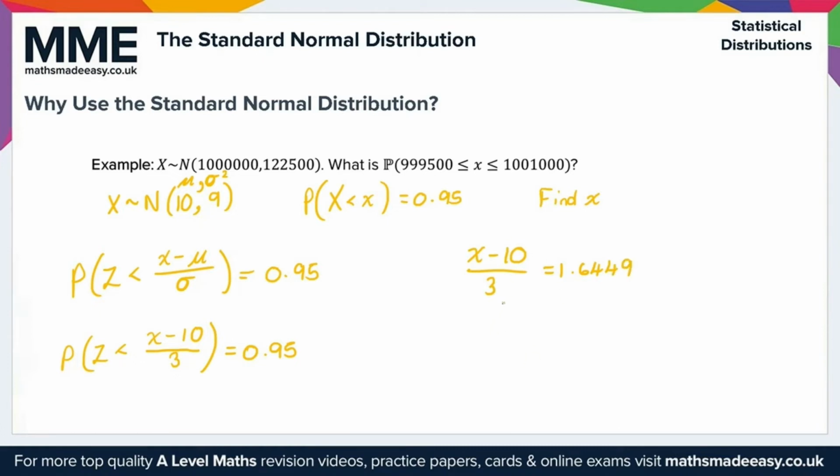So all we want to do now is solve for x. And in that case, if we multiply the left hand side and the right hand side here by 3, we get x minus 10 is equal to 4.9347. And finally, if we just add 10 to the left-hand side and the right-hand side here, we get x equals 14.9347 there. And that gives us the solution to our second example there. And that gives us everything we need for why to use the standard normal distribution.